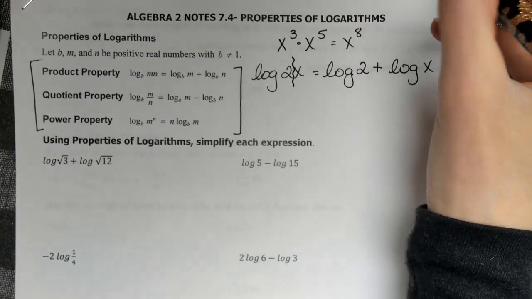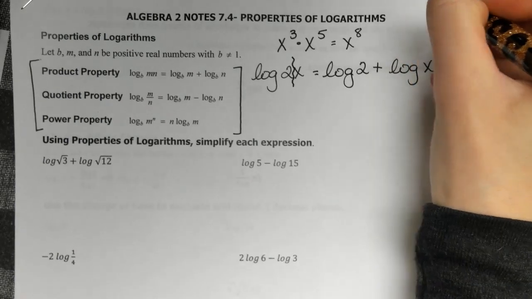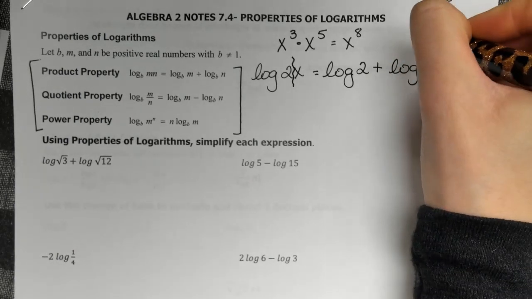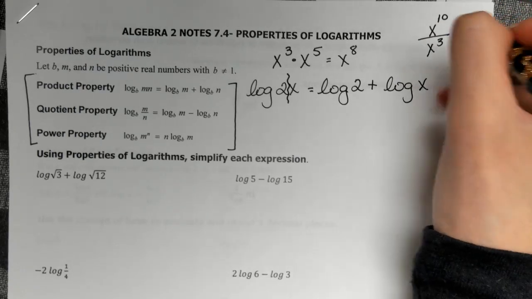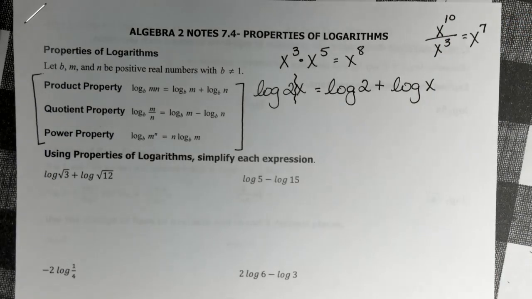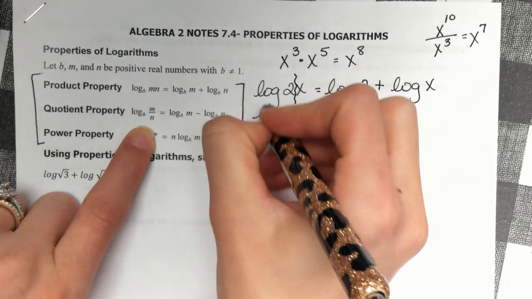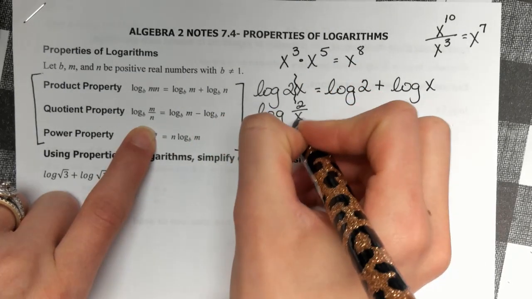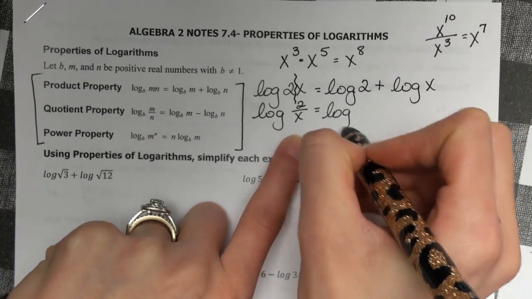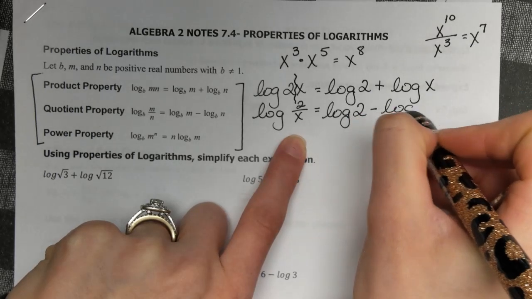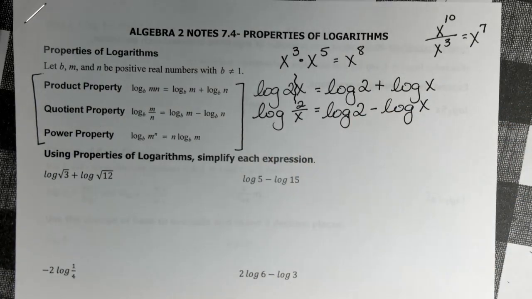If I go back to my exponent properties, if I had x to the 10th over x cubed, what would I do with those exponents? Subtract them to give me x to the 7th. So whenever I'm dividing, that goes hand in hand with subtracting. Same thing with logs. If I had the log of 2 divided by x, I could separate that and say log of 2 minus log of x. So multiplication you add, division you subtract. To me, those are easy to know.